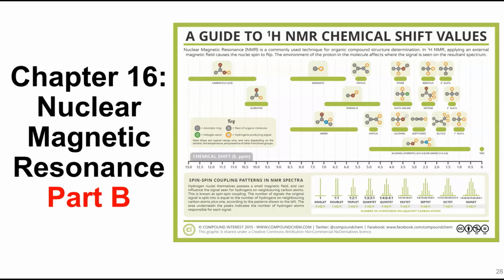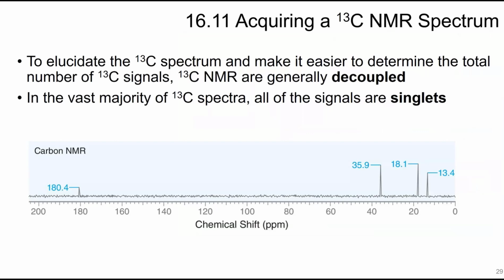Alright, so for part B, we're going to continue on with NMR, and we're going to look at carbon-13 NMR. Previously we looked at proton NMR, which gave you all kinds of information. We can also look at carbons, and these can make it easier to determine the total number of carbons. These are usually decoupled, which means that in most of the carbon spectra, your peaks will appear as singlets. So you can see a spectra here.